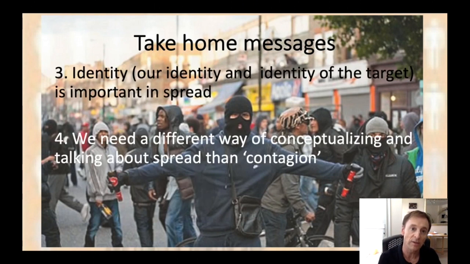that influence process. So the third point is then that our identity, thinking about ourselves, and the identity of the target, and the match between the two, is important in spread, at least in the examples that I've been talking about. And so fourth and finally then, we need a different way of talking and conceptualising spread than contagion. Can't we just be more neutral, talk about influence, talk about transmission, talk about spread? Get away from this pathologising discourse, and that will take us forward into a new and more productive theoretical framework for understanding this important process.